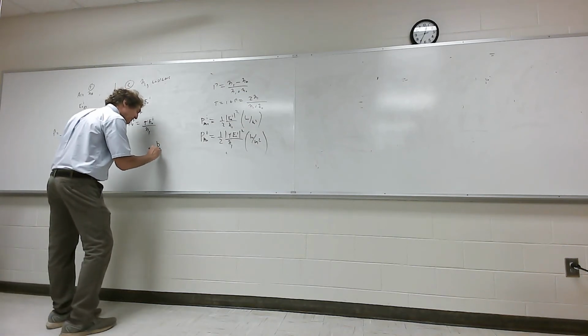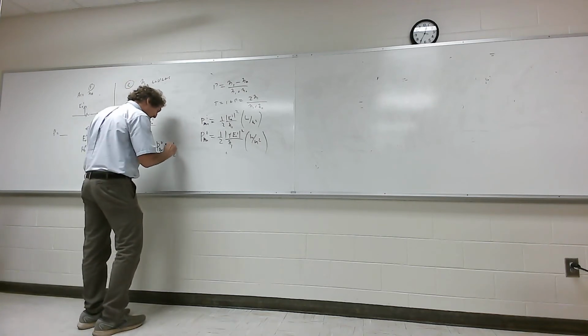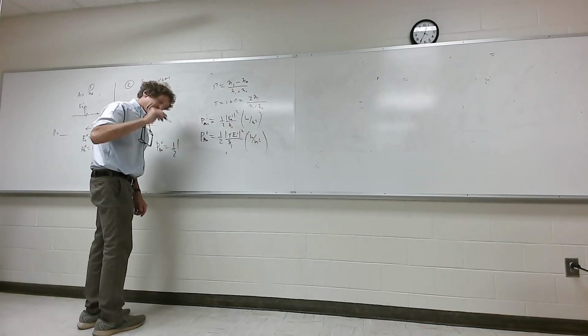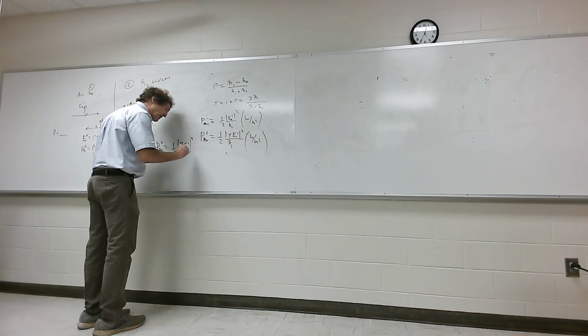P reflected is going to be 1/2 times the magnitude of the reflection coefficient times E0 incident, squared, and you could put a number there, divided by eta 0.